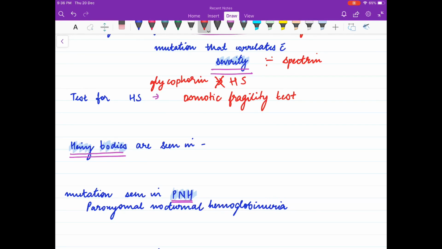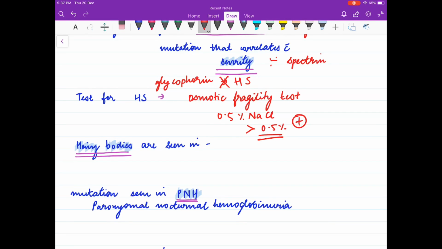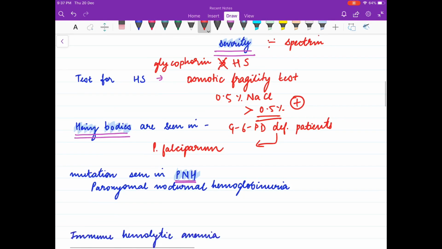Normally the osmotic fragility test starts at 0.5% NaCl concentration, but if it starts at a concentration more than 0.5%, then it is positive for hereditary spherocytosis. Heinz bodies are seen in G6PD deficiency patients. These patients are resistant to which infection? Plasmodium falciparum infection.